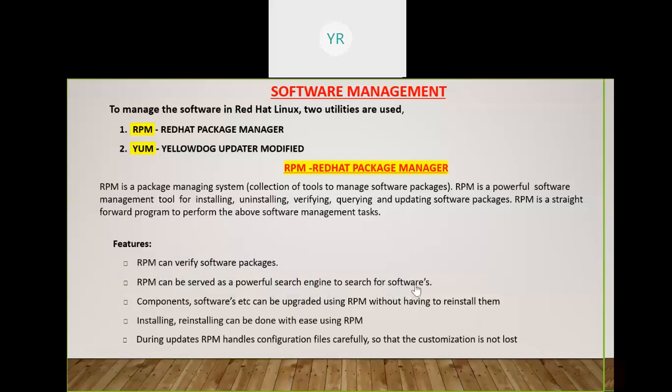Component softwares etc. can be upgraded, that means updated, using RPM without having to reinstall them. If you want to update a software, there is no need of reinstalling it. We can just update it by using RPM. Once it was installed, if you want to get the latest version, that means the updated version, you can upgrade it without reinstalling it. You can just upgrade the patch whatever we got from it.